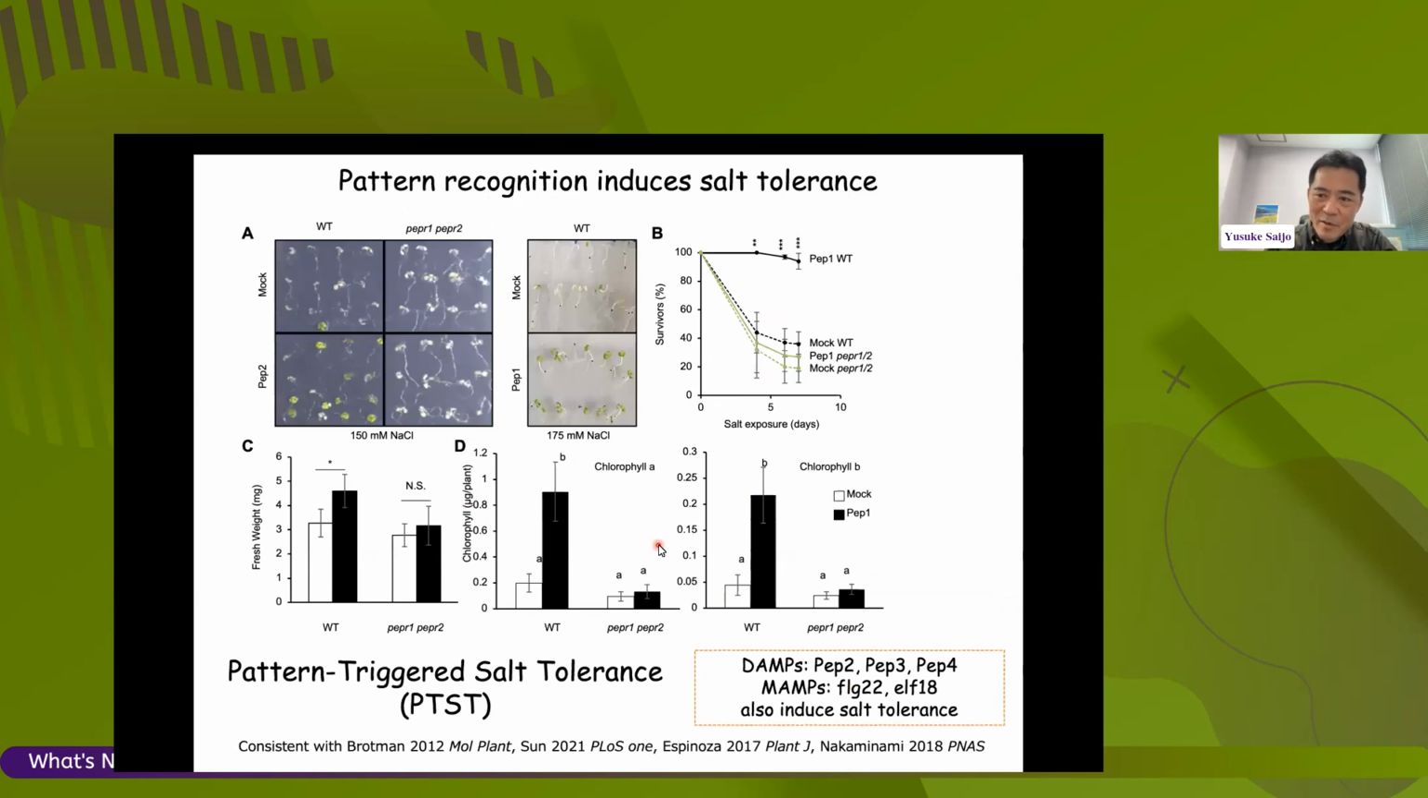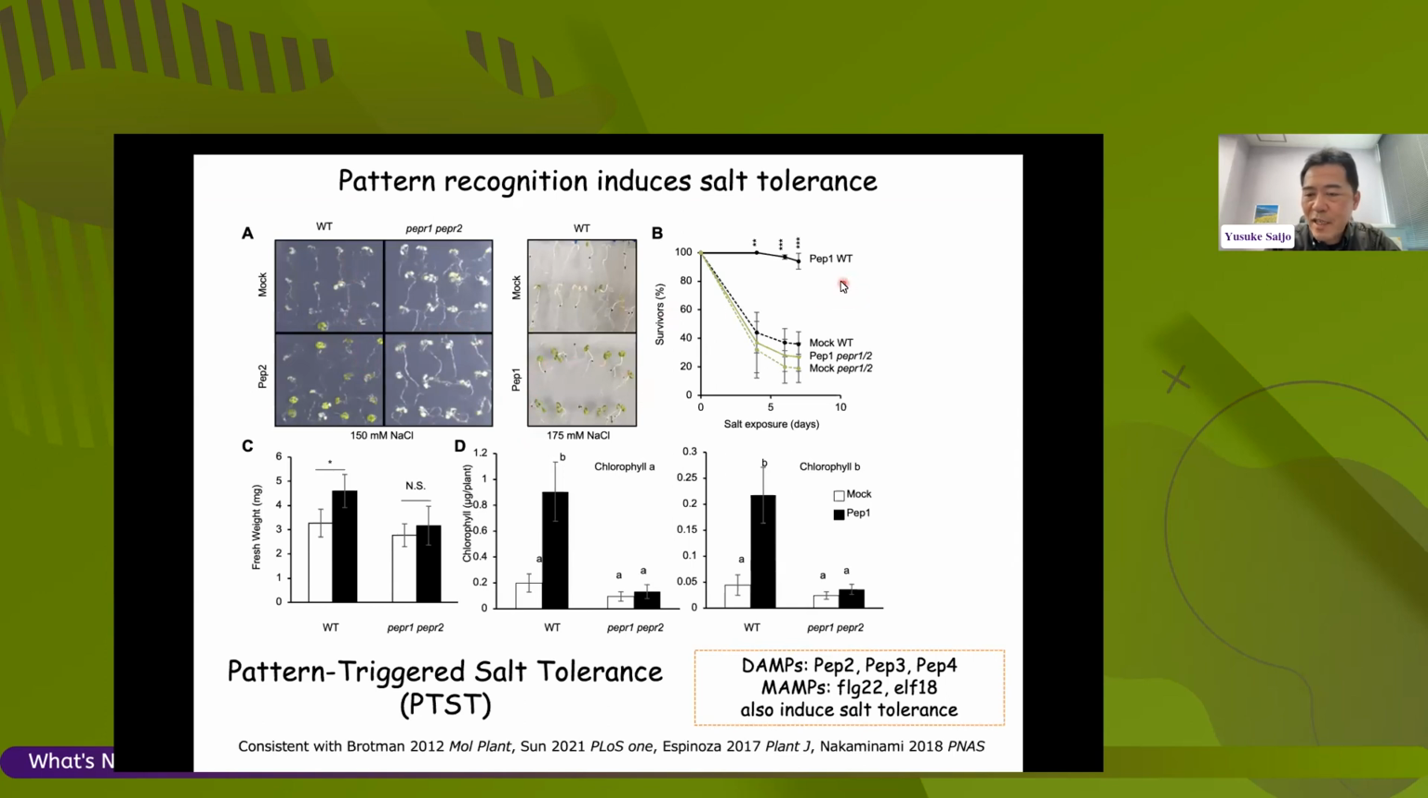At that time, I was at the Max Planck Institute in Germany. And then after I came to the Nara Institute in Japan, in both places on the planet, not only in Germany but also in Japan, we observe the same response you see here. So when seedlings are treated with PEP2, wild-type plants acquire salt tolerance in a manner dependent on the cognate pattern receptor PEP2. And this is also the case when treated with PEP1.